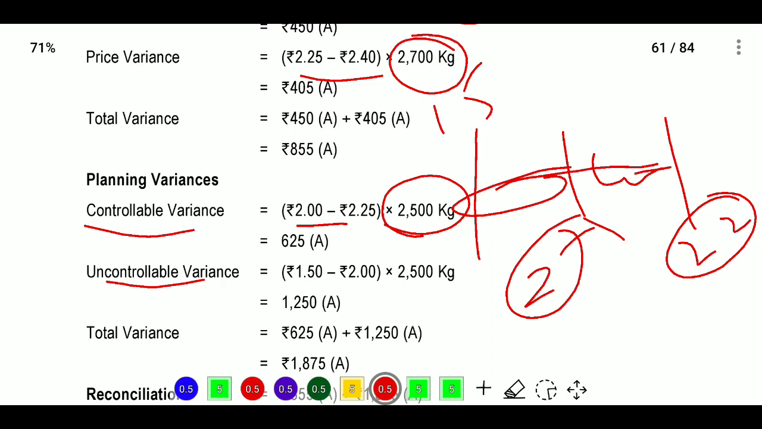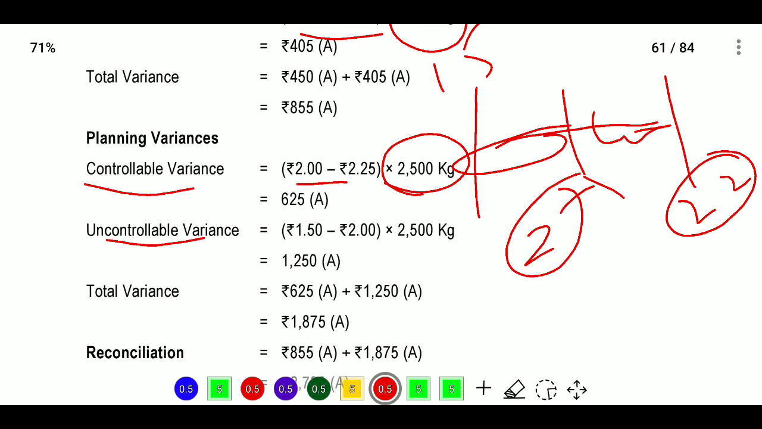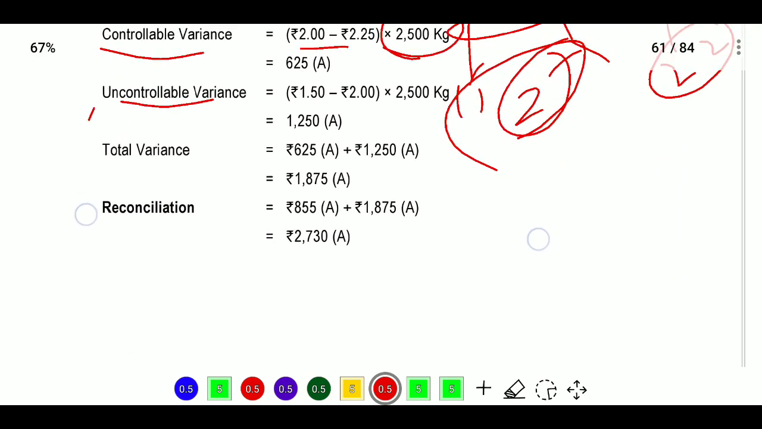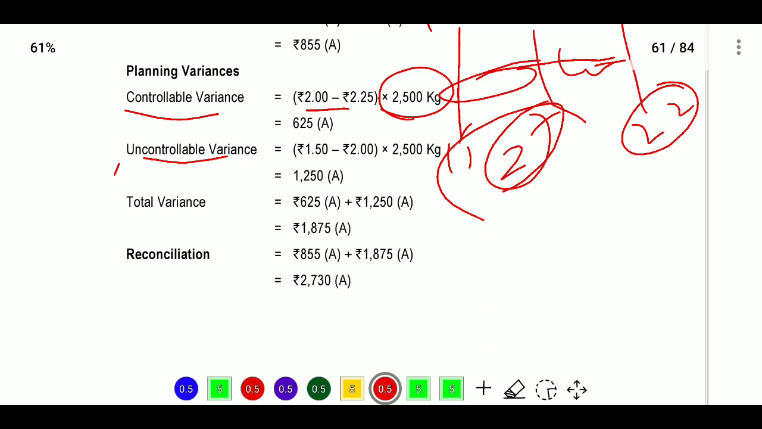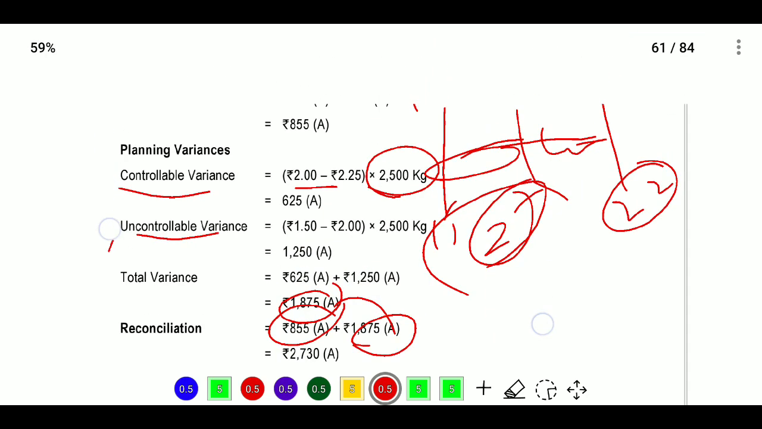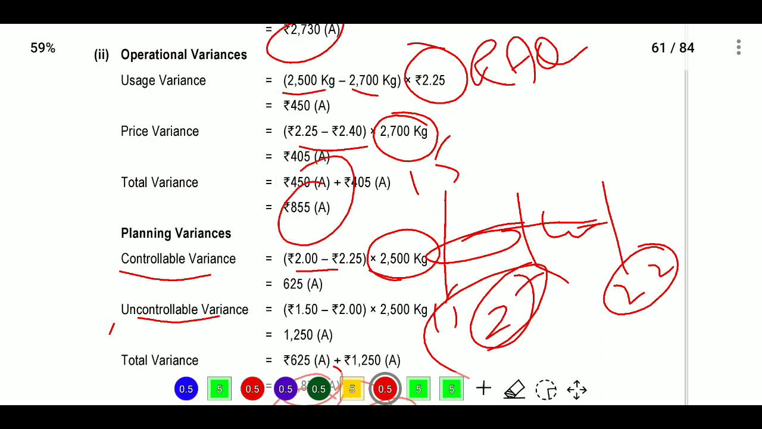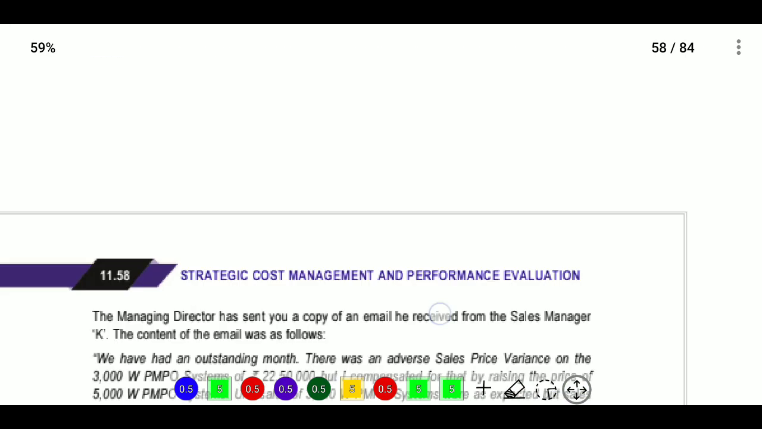Budgeted and uncontrollable variance, that is from here 1.5 to 2. It is an uncontrollable factor into 2500, and we get the total variance. The reconciliation will be 255 plus 18,775 and 255 variable. This is the operational variance. This is the case of the first question, and we will see the next question.